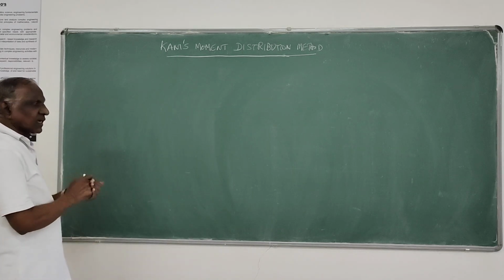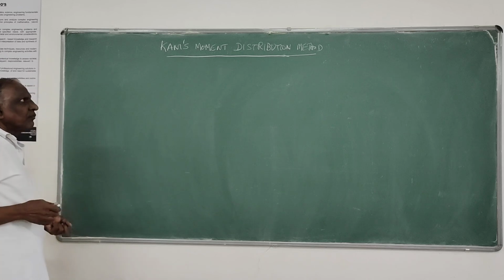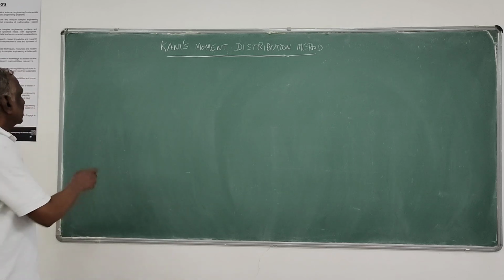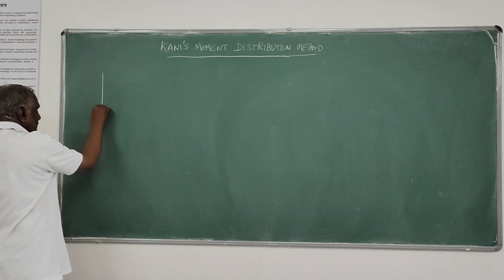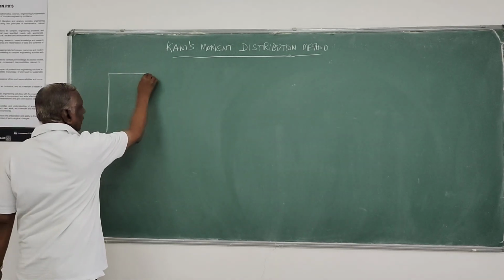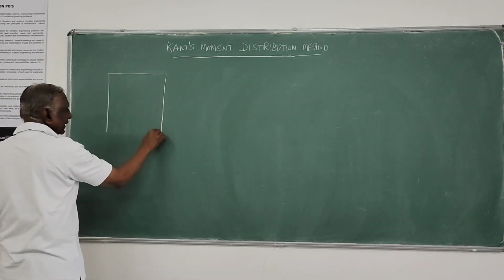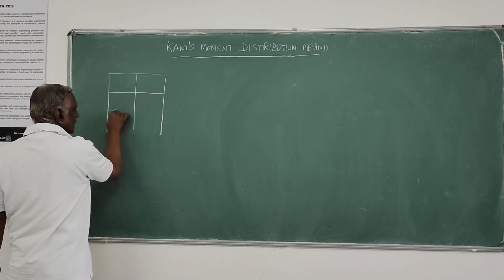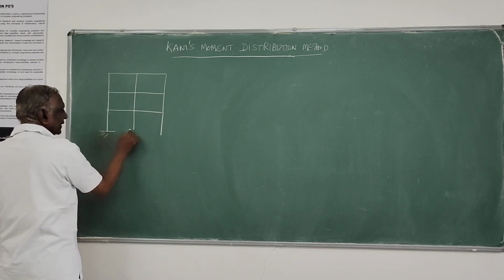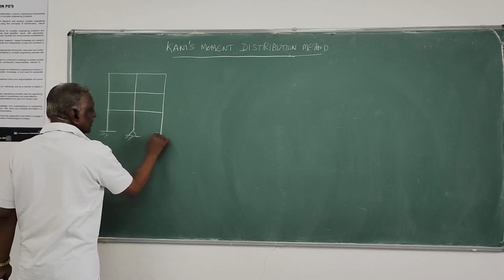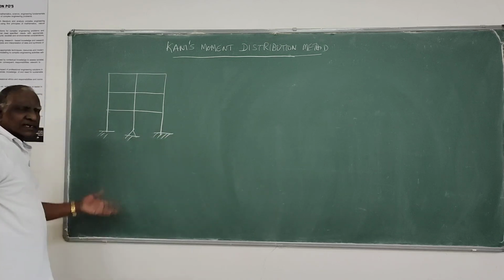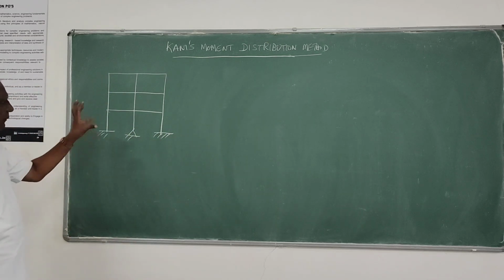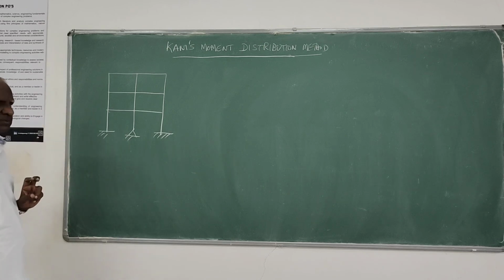has started this Kani's method of moment distribution. So first, before actually going for a particular type of problem, let us explain the basic concepts involved in this Kani's method of moment distribution. So let us consider a plane frame structure, rigid plane frame structure.